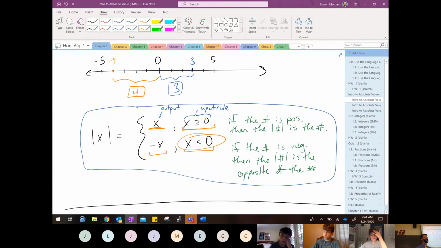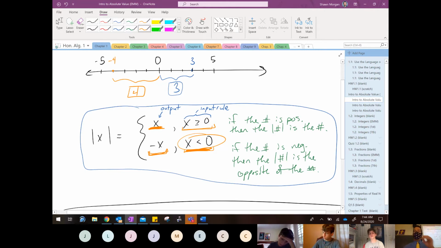The absolute value of 10 is 10. The absolute value of 1 is 1. The absolute value of 0 is 0. The absolute value of 42 billion is 42 billion. In other words, our output is the same as our input. We don't do anything different. But if the input that we got is negative, like Joey gave us a negative number, if we have to use this second rule, then our output is going to be the opposite of whatever we looked at.